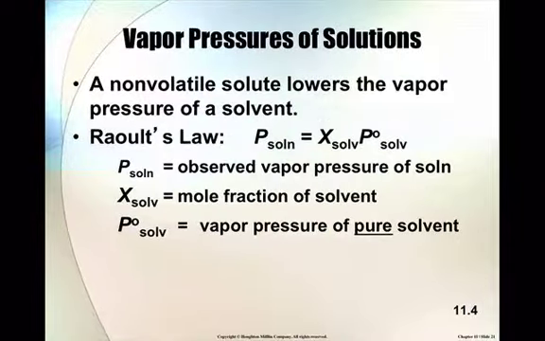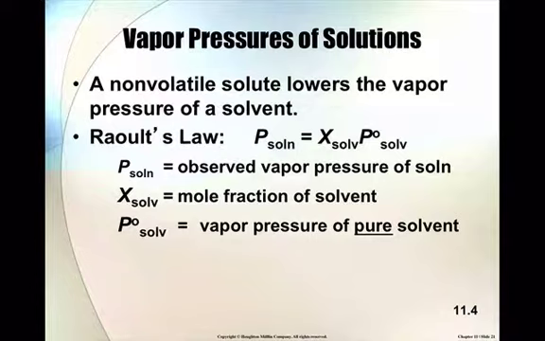So we can actually calculate how the vapor pressure will be affected. A non-volatile solute, like salt or sugar, something that doesn't go to the gas phase, lowers the vapor pressure of a solvent, and that's because it interacts with the solvent and it traps some of the solvent that would normally escape into the gas phase. It keeps it in the solution. So the vapor pressure drops because you get less of those molecules escaping to the gas phase.